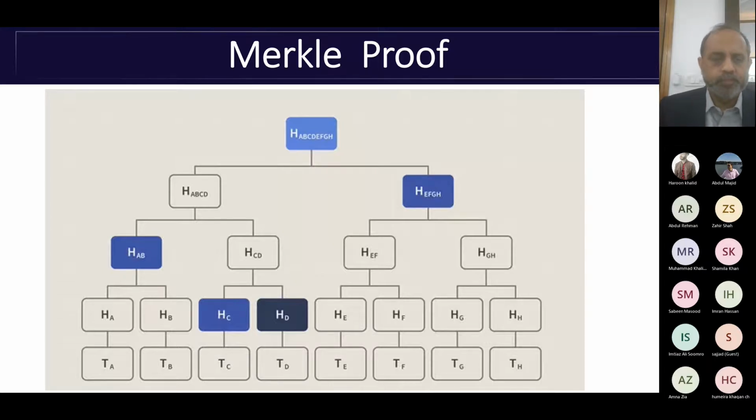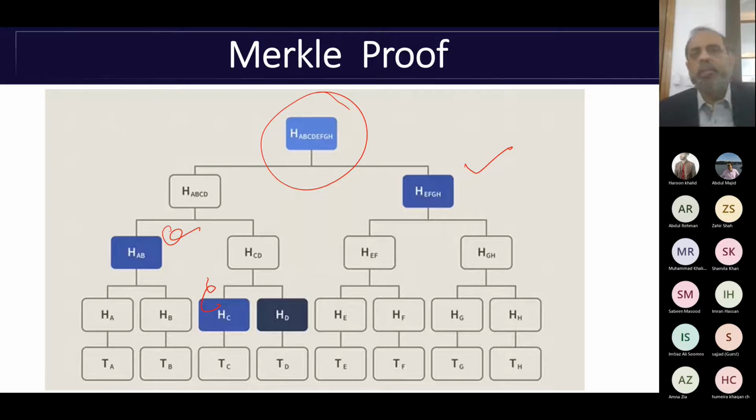Right? So, for example, here you want to verify whether TD is a transaction which is there in the blockchain network or not. So what you do is, the adjacent peer nodes would only need to send you HC, HAB, and this particular hash is already there. This is part of the block header. Once you construct a block, it says this is your Merkle root. The hash of all the hashes is your Merkle root. It is part of the header in the block.